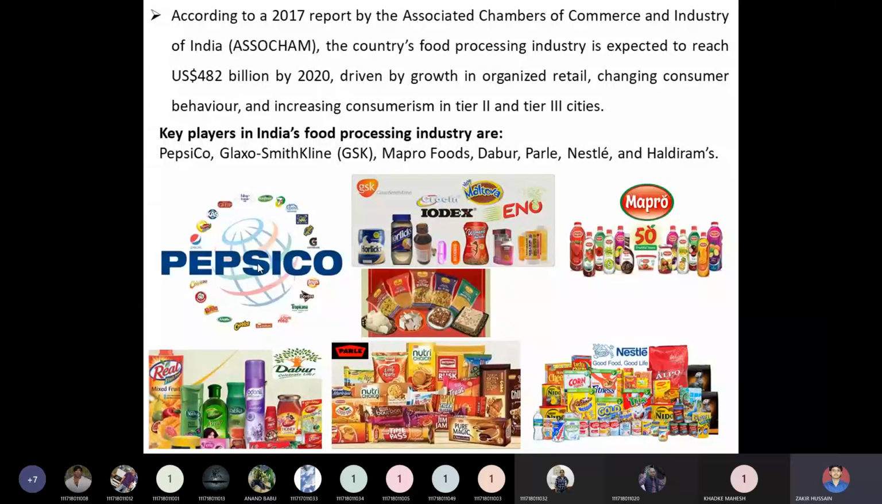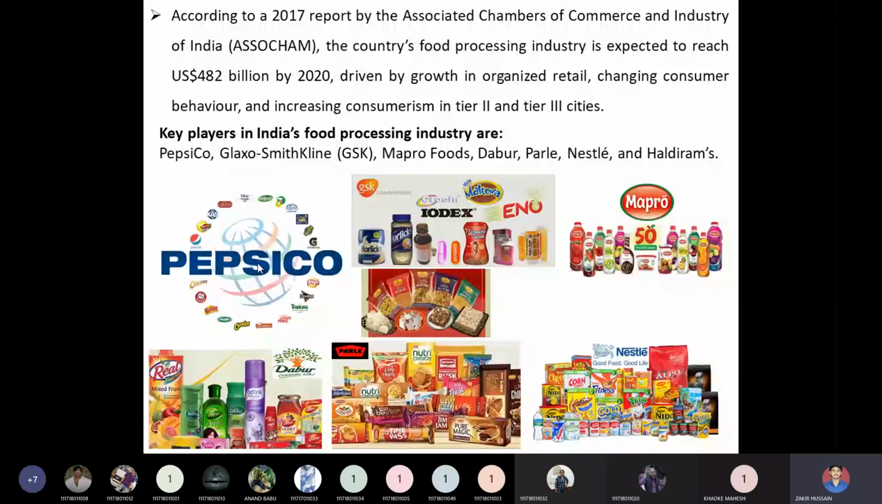Then the Mapro fruit juices. The Mapro Group produces fruit juices, jellies, jams, everything. Then Haldirams, we already know this one. Haldirams Bhujia, sweets, Haldiram Rasagulla, everything is produced by the Haldiram group. This is also a popular brand. Then Dabur Vatika, Real Pulp Juice, and Dabur Amla. All this is produced by the Dabur group. It is also a popular group.